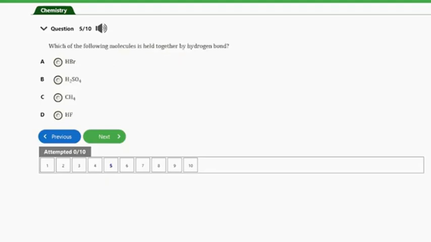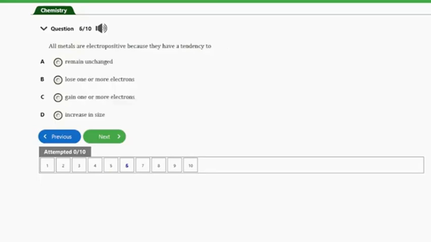Let's consider the next question, and that's question number 5. It says, which of the following molecules is held together by a hydrogen bond? A. hydrogen bromide, B. sulfuric acid or tetraoxosulfate 6 acid, C. methane, D. hydrogen fluoride. So guys, the answer to this question is option D, and that's hydrogen fluoride.